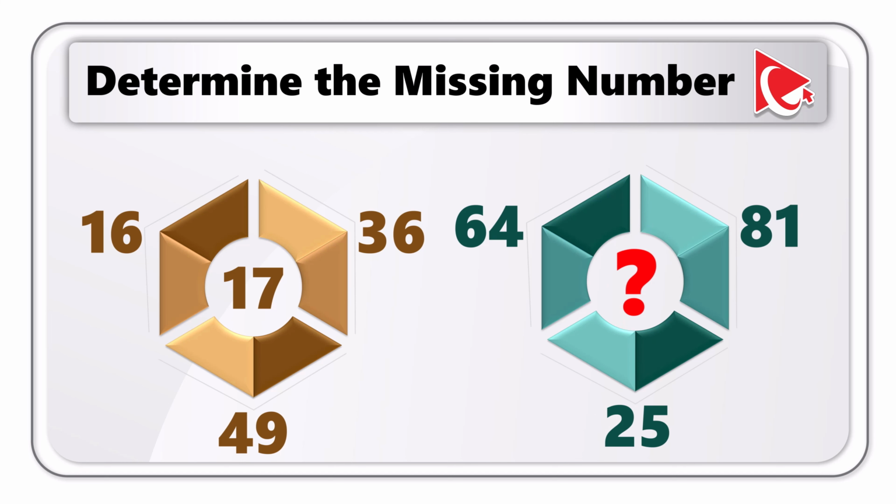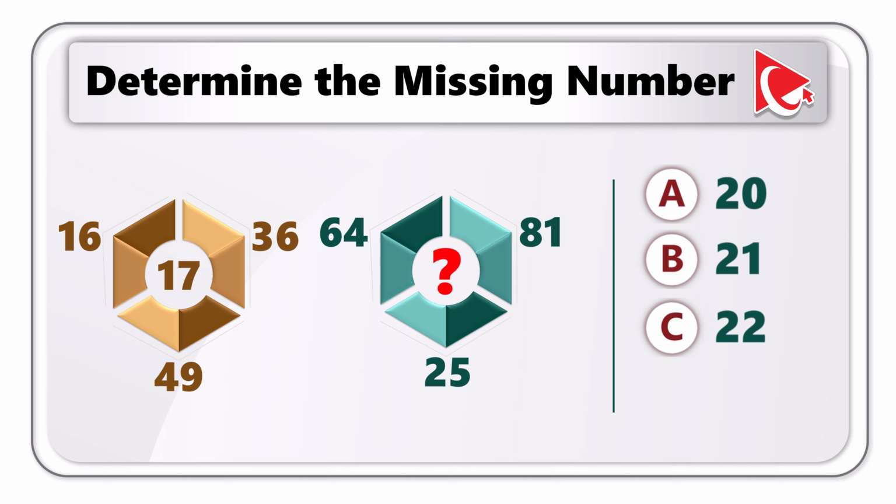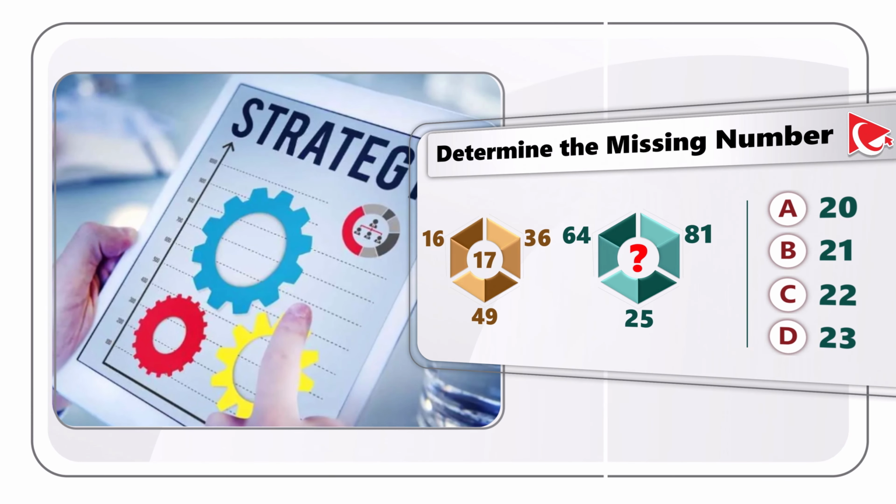You need to calculate and select the missing number out of 4 possible choices. Choice A, 20. Choice B, 21. Choice C, 22. And last but not least, choice D, 23. I have full confidence in your problem-solving abilities, and I encourage you to tackle and solve this question independently.